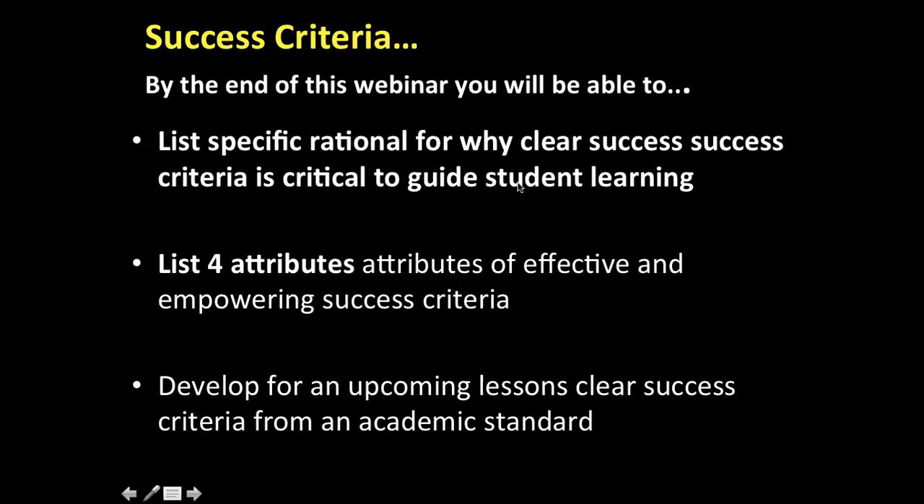By the end of this webinar, you should be able to list the rationale why clear success criteria is critical to guide student learning. And hopefully you've seen that potential, not only in effectively empowering the feedback you give them, but also in making it easier on teachers when developing scoring guides and rubrics, lessening our workload. The 4 attributes of effective empowering success criteria are concrete, observable, measurable, and certainly up to negotiation. And for an upcoming set of lessons, what are some clear success criteria you can develop from an academic standard?